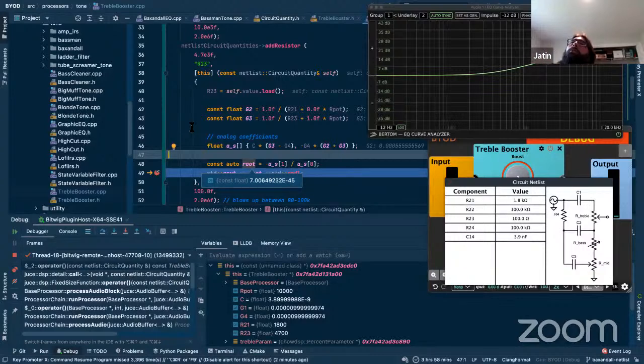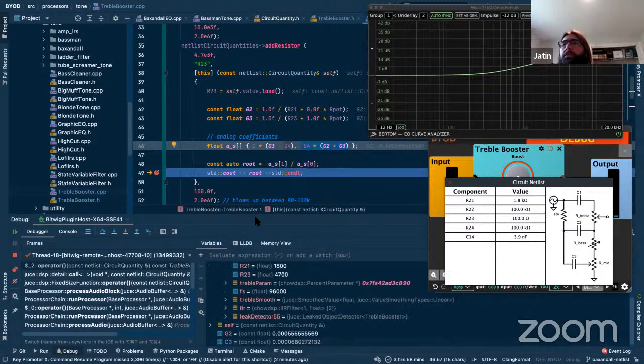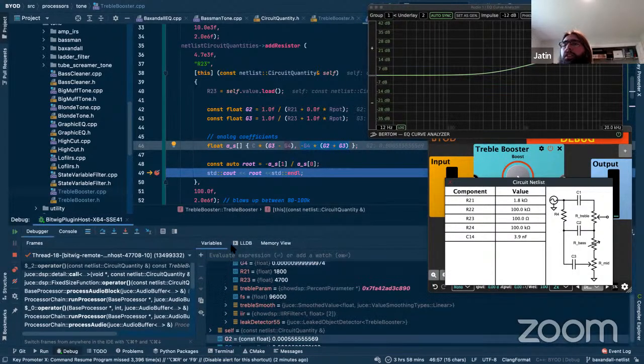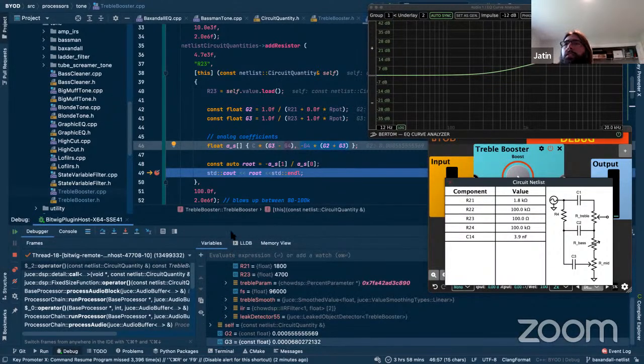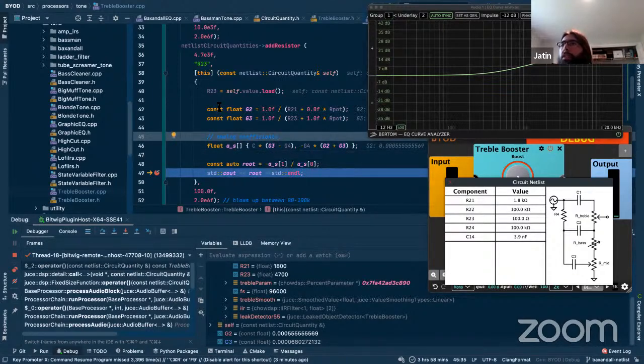Kind of curious, though, why this gives us a positive number, right? Because it's negative G4. G4 is a positive number. G2 and G3 are both positive numbers. So how come when we get the negative there, we end up with a positive number? I don't know. That's a problem for another day.